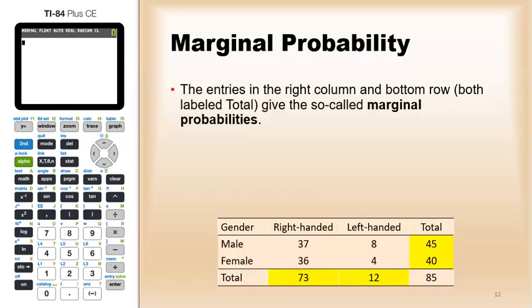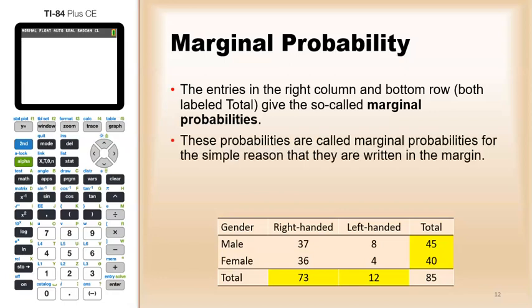Right. When we're only looking at one variable, then we're looking at the margins, or the totals that are on the bottom and the right side of the table. Using the margins will allow us to find what's called the marginal probability. These probabilities are called marginal probabilities for the simple reason that they're written in the margin.